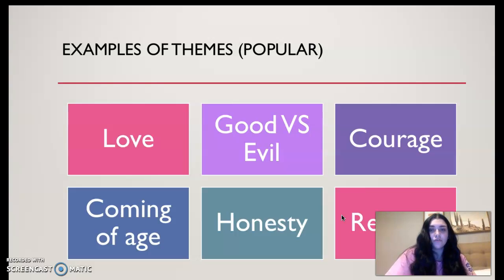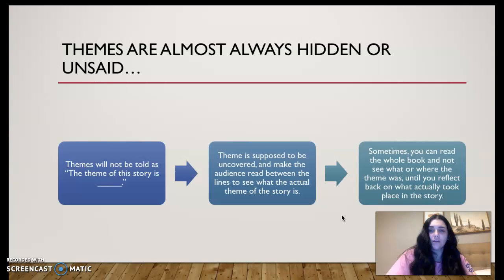These are examples of themes that are super popular among a lot of books, like love, good versus evil, courage, revenge, honesty, and coming of age. I know a lot of stories about love and compassion and honesty and even courage. Like I said earlier, themes are almost always hidden or unsaid. So themes aren't going to be told as, here's the theme of this story, and I want you to see that this is the theme of the story. Theme is supposed to make the audience read between the lines to see what the actual story is about and what you're going to be taking away from that story.